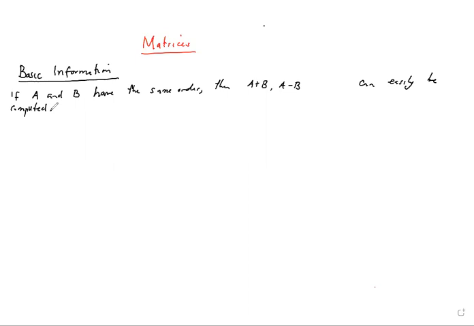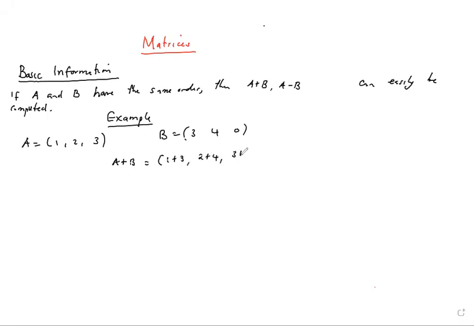So, for example, if you have A as 1, 2, 3 and B as 3, 4, 0, then A plus B is going to be 1 plus 3, 2 plus 4, 3 plus 0, giving us 4, 6, 3.